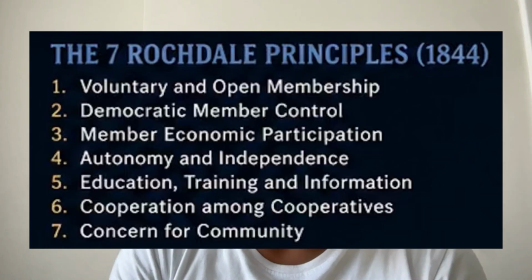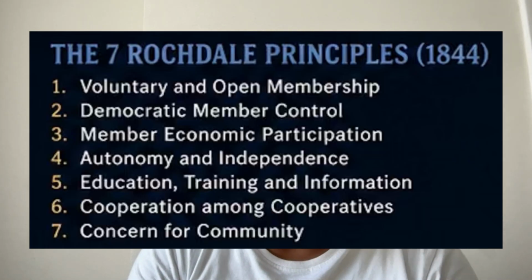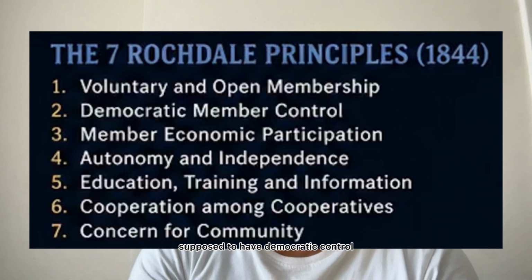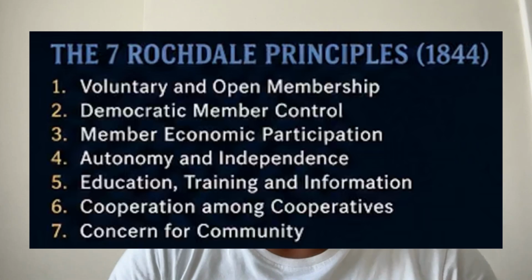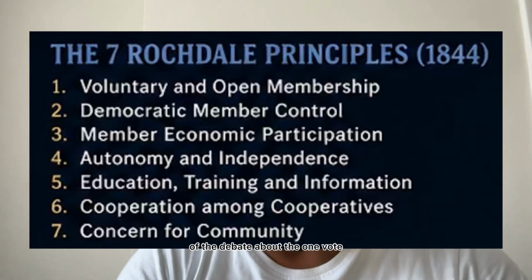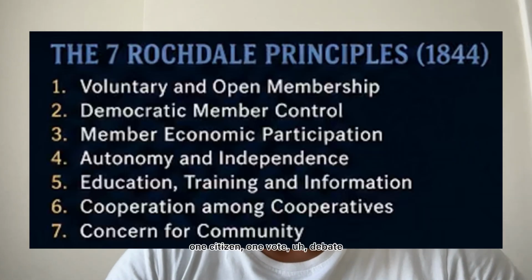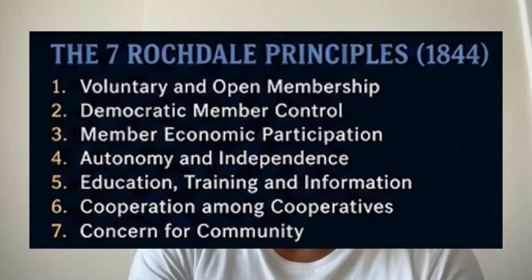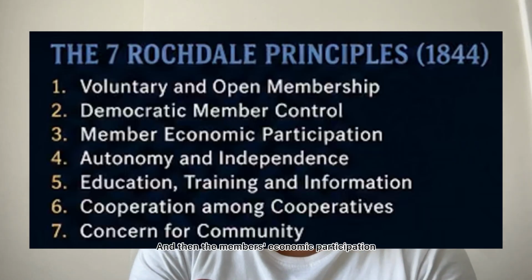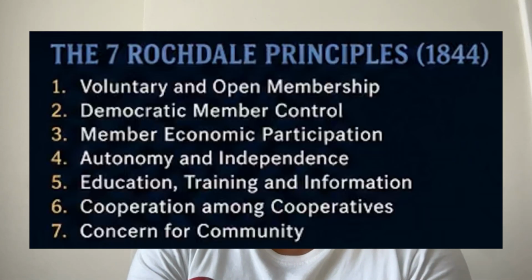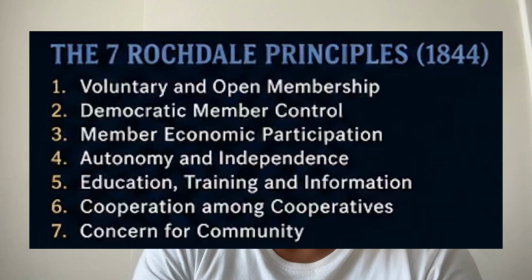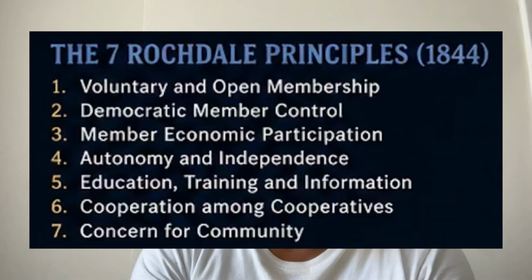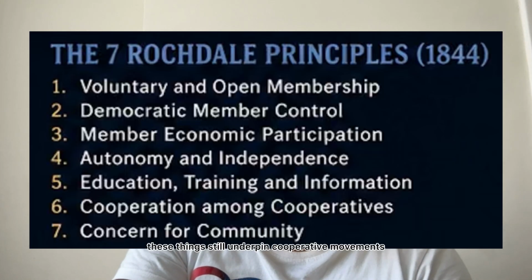Number one, formed by voluntary membership. Number two, supposed to have democratic control. One member, one vote. Makes you reminded of what is happening in Kenya in terms of the one citizen, one vote debate. And then the members' economic participation. Then education and training, cooperation among the cooperatives, and the concern for communities. So up to today, these things still underpin cooperative movements.